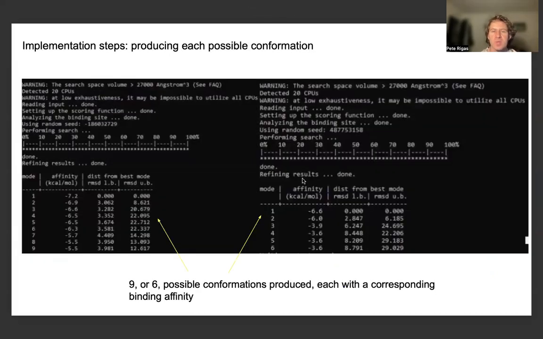And the implementation steps for Autodock Vina include that we have to look at each different type of possible conformation. So we can see, even from some other types of simulations from Autodock Vina that I've run, that there can be different types of possible conformations. For instance, we can have either 9 or 6 possible conformations produced, and that's given in the left-most column of each one of the simulations, and in the second column, we also have the affinity that's predicted in kilocalories per mole.